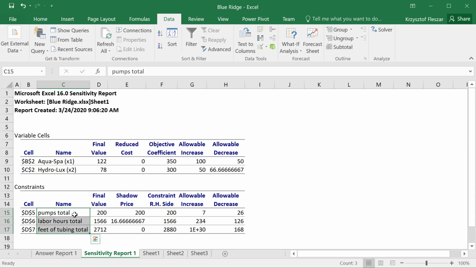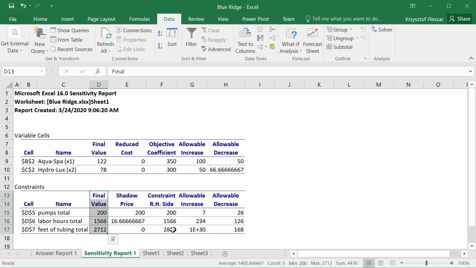There are three constraints. All of them in this example are resource constraints: number of pumps, labor hours, and feet of tubing. The available units are the right-hand side values. We have 200 pumps, 1566 labor hours, 2880 feet of tubing. And actually, we know how many units of each resource are used. They are here in the final value. So you see all the pumps are used, all the labor hours that are available are used, but not all feet of tubing are used.